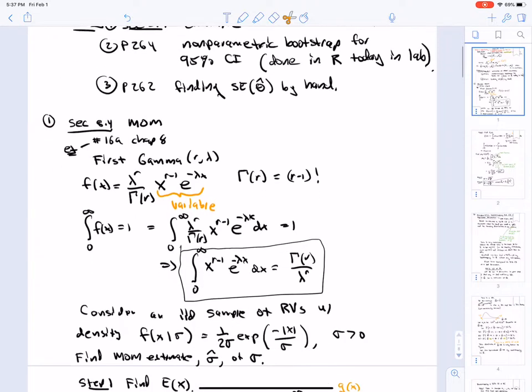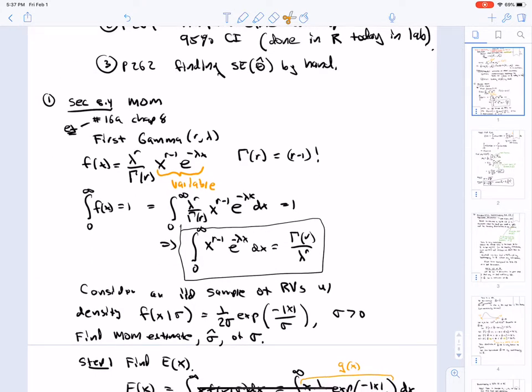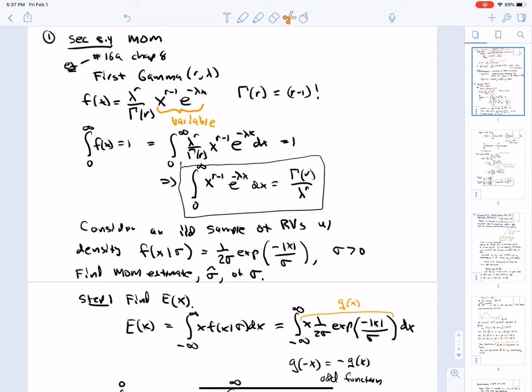So for our MOM estimate, this is a problem from Chapter 8, number 16a. Just first to review an important identity coming from the gamma distribution is the integral that's boxed here. So it's in your best interest to know that, because it comes up quite a bit and will help you avoid doing integration by parts.